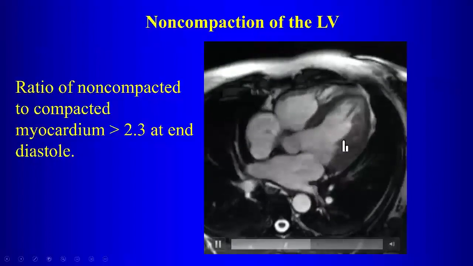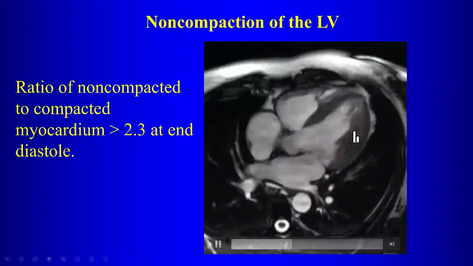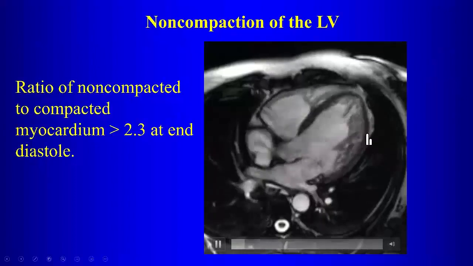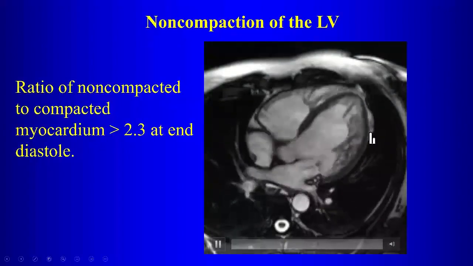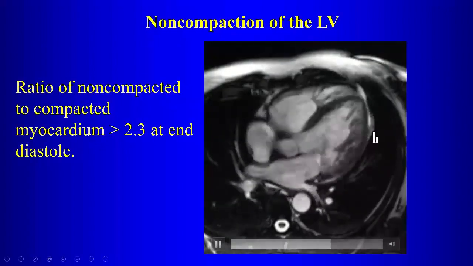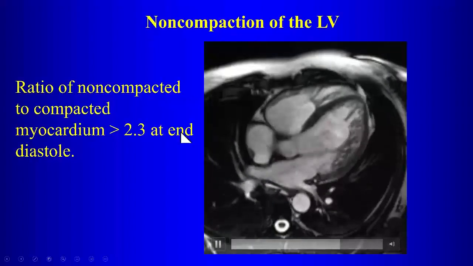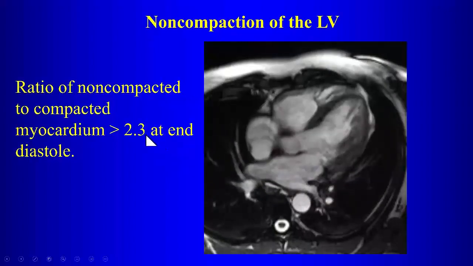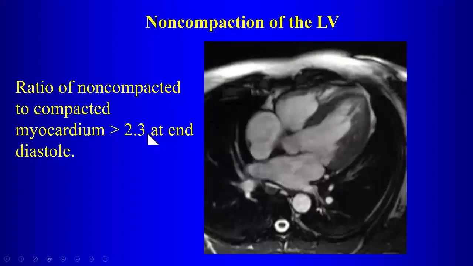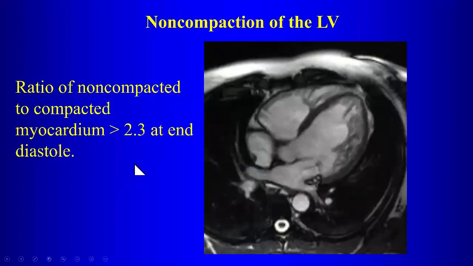So what you do is you look at end diastole and you measure the thickness of the trabeculated myocardium and you compare that to the thickness of the compacted myocardium. And then at end diastole, if that ratio is greater than 2.3, then that fulfills MR criteria for non-compaction of the ventricle. Right?